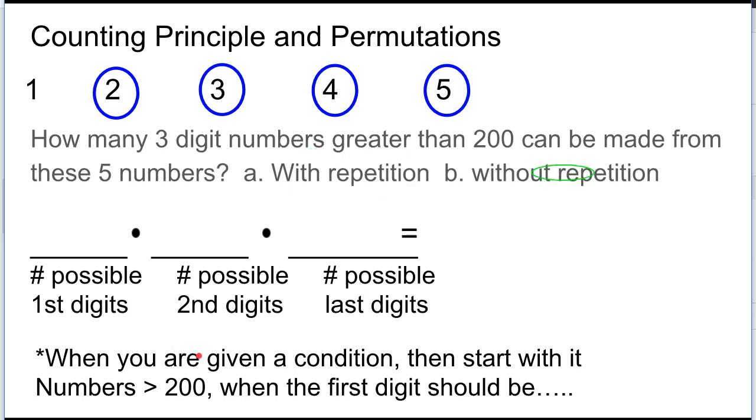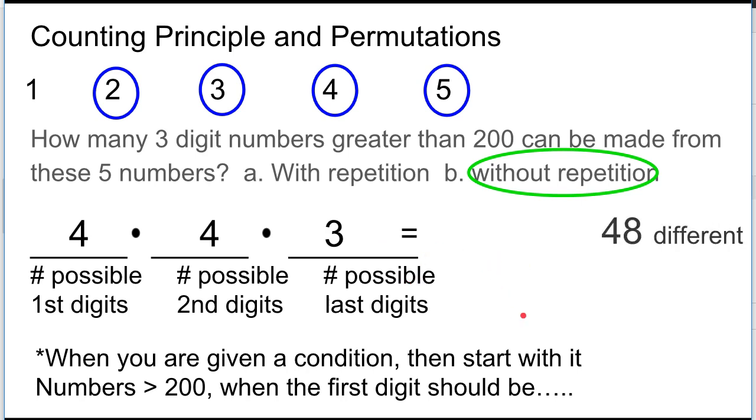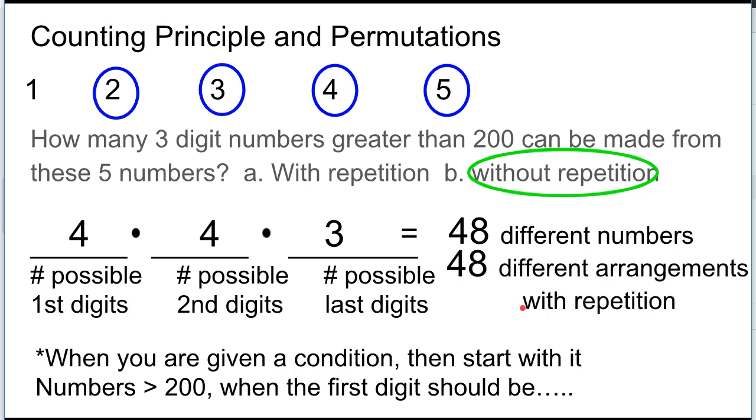So now let's try it without repetition. Pause this and see if you can fill these in. Again, I hope you did that. In the first spot, hopefully you decided that there are still going to be 4 numbers that can go there. But now that I've used up a number, in the second slot I only have 4 left. And then I only have 3 left for the last slot. And if I multiply 16 times 3, I get 48 different numbers without repetition.